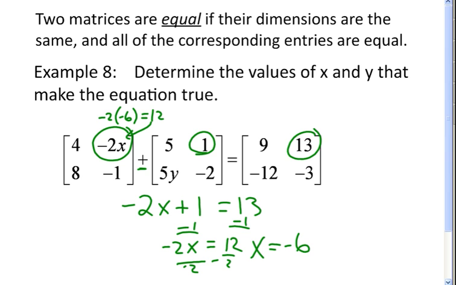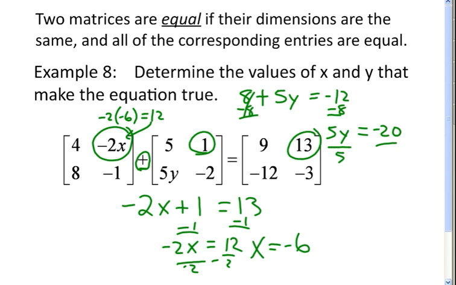We do the same thing now for y. Y is in the second row, first column. So we have 8 plus 5y equals negative 12. Subtract 8, subtract 8. So we get 5y equals negative 20. Divide by 5. We get y is equal to negative 4.